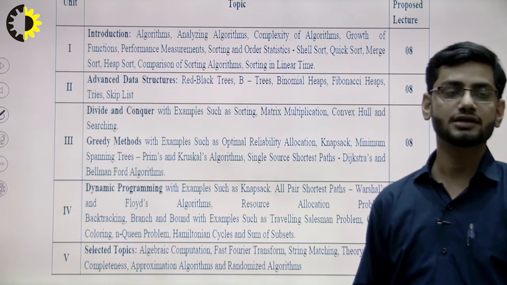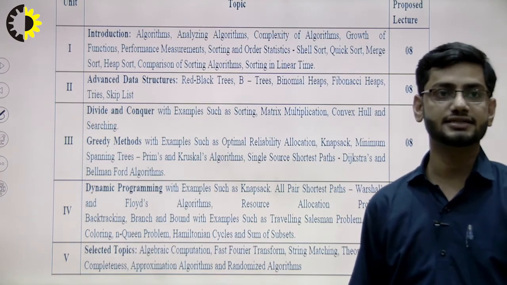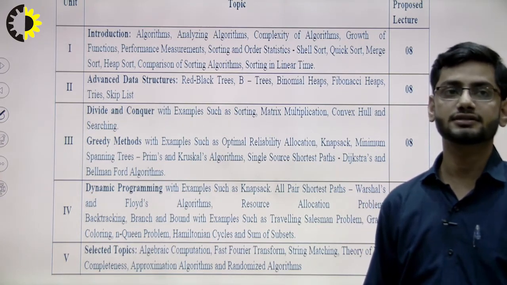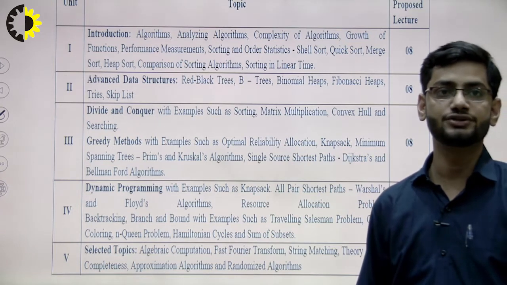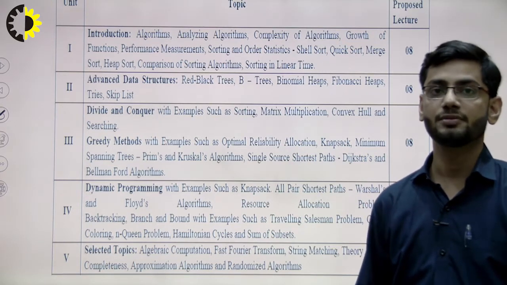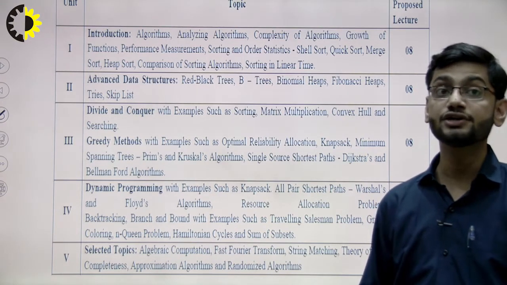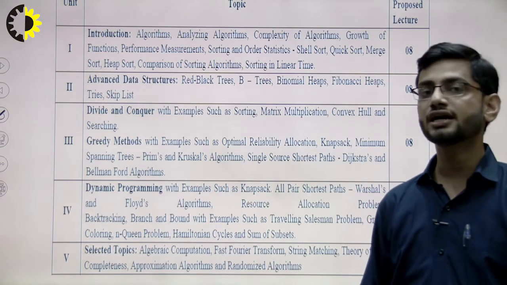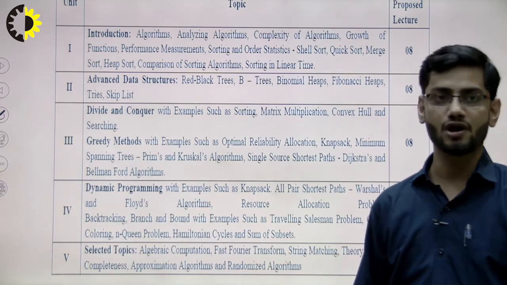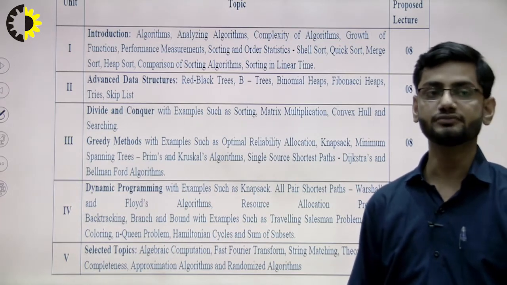Second unit comprises of advanced data structure. Here we will have a look on red black trees, B trees, binomial heap, Fibonacci heap. We will see what is the need of these data structures and what are the various operations we can perform on these data structures.